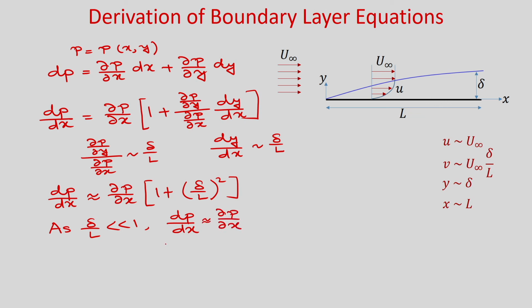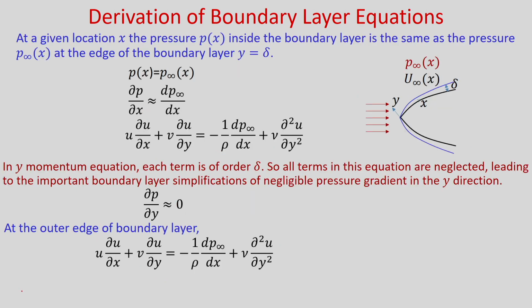That means P is a function of x only, and ∂P/∂y is negligible. So you can see that P is a function of x only, and the normal pressure gradient ∂P/∂y can be neglected. So now we have the pressure gradient term in the x component of the boundary layer equation, whatever we have derived till now, that we can write as dP/dx.